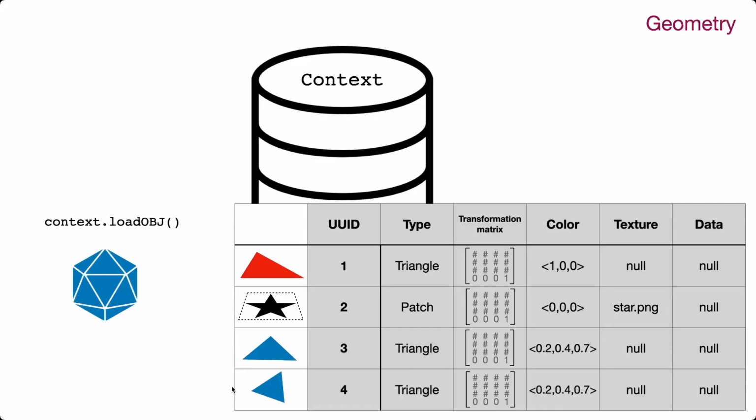In many cases, there may be methods within the context that can add multiple primitives at a single time in order to create an object. One example is using the load obj function to read in an obj file and create geometry based on it. So in that case, it's going to just add records for each one of those primitives that corresponds to that particular object. It's going to give each individual primitive its own UUID and assign all of the attributes as needed.